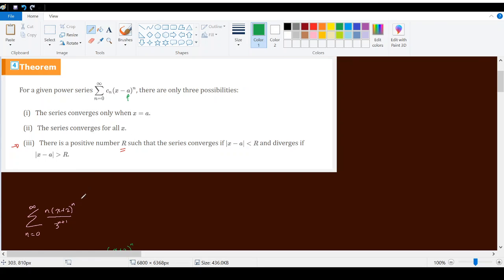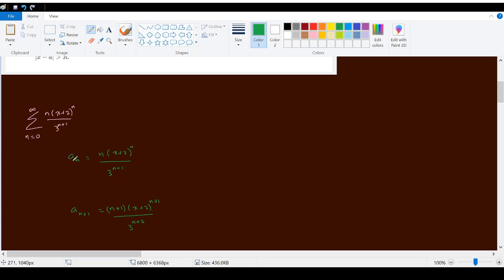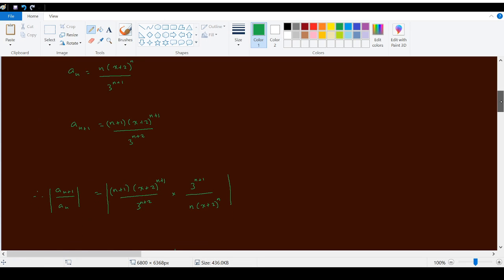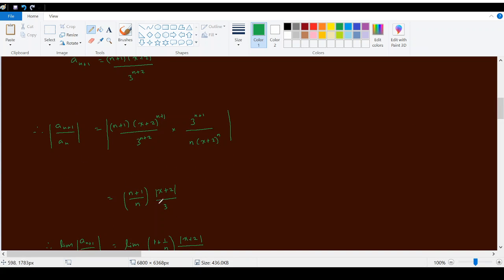Okay, let's try to find the interval of convergence of this series. Now here also we have to follow the same procedure. First we compute a_n, like from this series notation we can extract out the a_n term, and from that we can take the n+1 term. So after that we should get the modulus of the ratio of these two things, and then it will be something like this. So the ratio will be reduced down to (n+1)/n times the modulus of (x+2)/3.